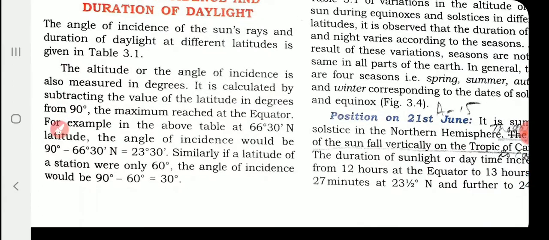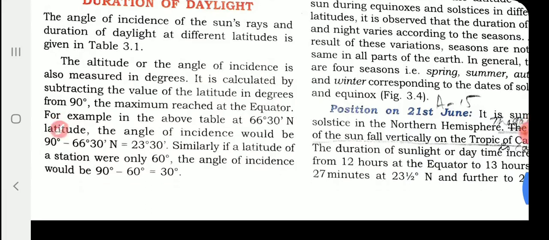The altitude, or the angle of incidence, is also measured in degrees. It is calculated by subtracting the value of the latitude in degrees from 90 degrees.